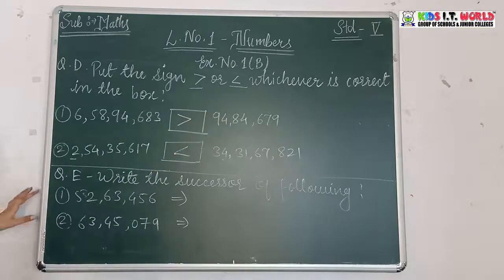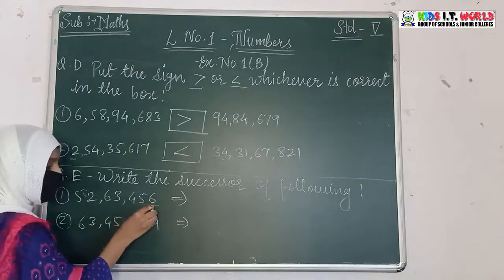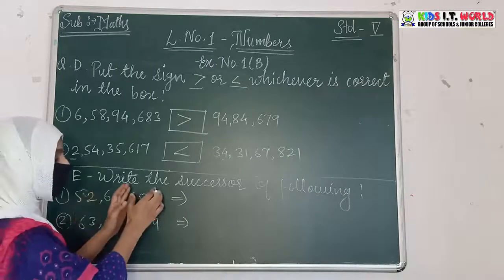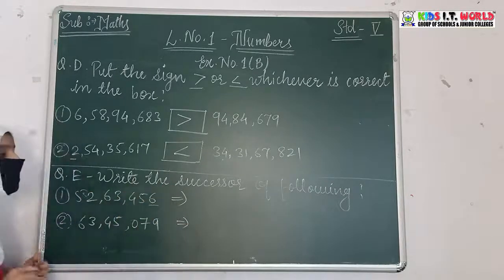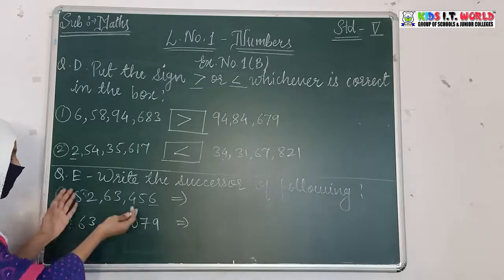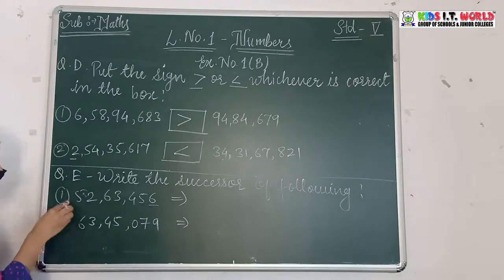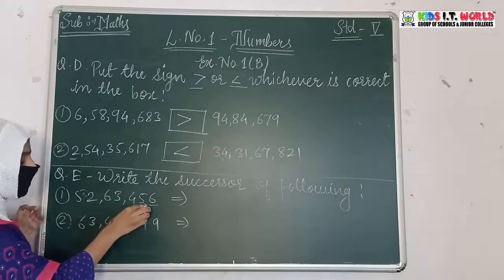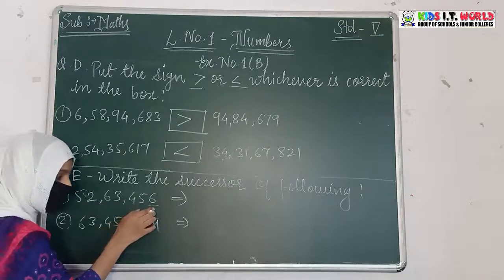Now the successor. What is the successor of the number? Successor of the number is the number that comes just after a given number. Whatever the number is given to you, in the process you have to add 1 in that number. Means the successor of 1 is 2, the successor of 2 is 3. In this way you have to find the successor of this given number. So here it is 52,63,456. So what will be the successor of this?